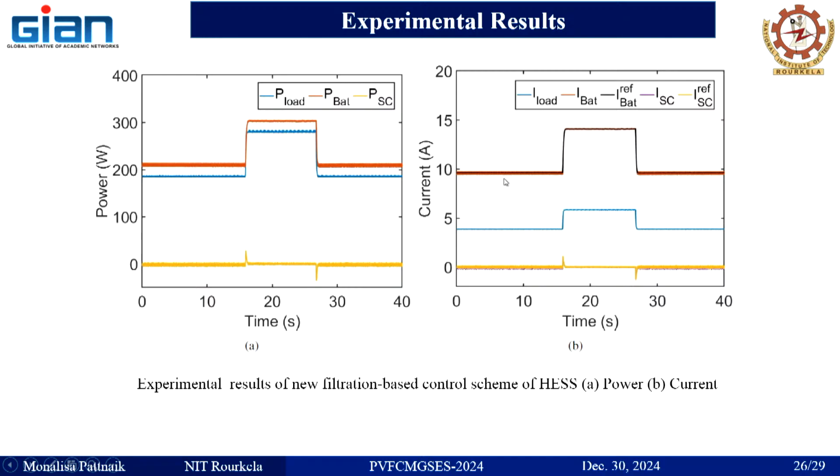Now, the right side plot depicts the current output of the system. The orange one is the supercapacitor reference current, orange and black both represent battery current, and the blue one is the load current. Here you can see the battery is trying to provide the steady state power, which is almost constant, and there is a spike at 15 seconds and 25 seconds, because at 25 seconds the load is reduced again to 200 watt, which is clearly visible in this graph.